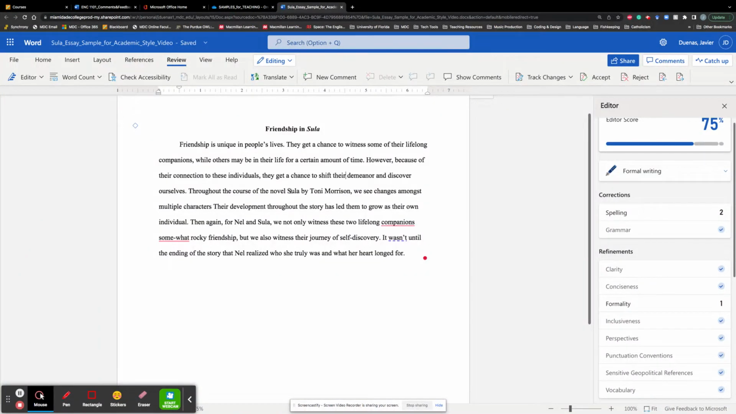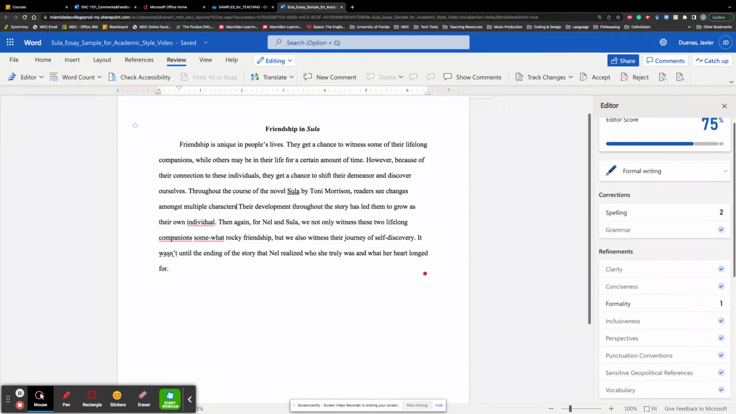Throughout the course of the novel Sula by Toni Morrison, keep in mind novel titles get underlined, and if it's an article, you can italicize it. I believe the rule now is you can italicize or underline a novel title. Okay, I'm going to stick with the old-fashioned way for novels. And we don't see changes amongst multiple characters, but readers do. Readers see changes amongst multiple characters.